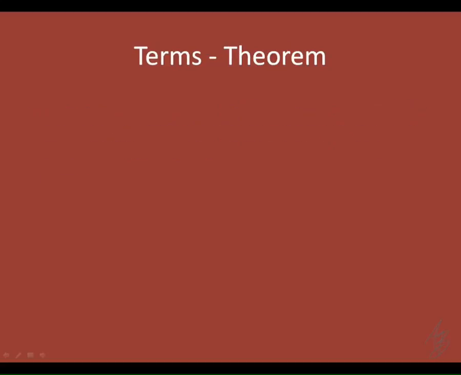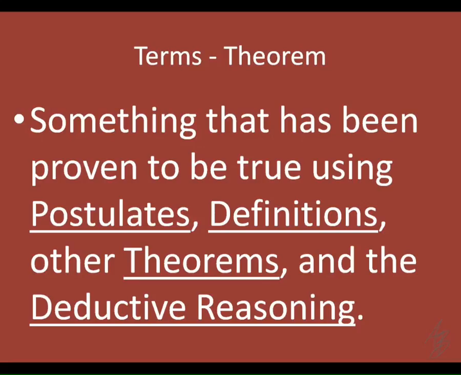Okay, and then the last thing here is a theorem, slightly different than a theory. It's a little bit stronger than a theory because we are using deductive reasoning to prove these theorems. So a theorem is something that has been proven to be true using postulates, definitions, and other theorems, and deductive reasoning. That should not say the deductive reasoning. Don't know why I did that.